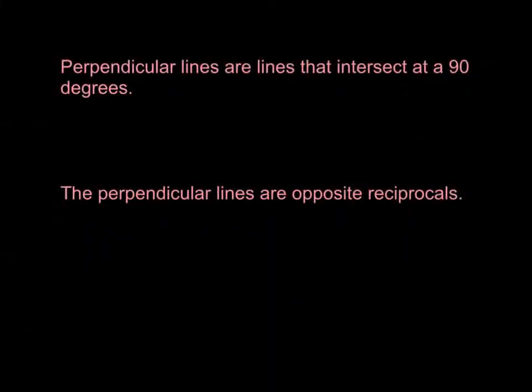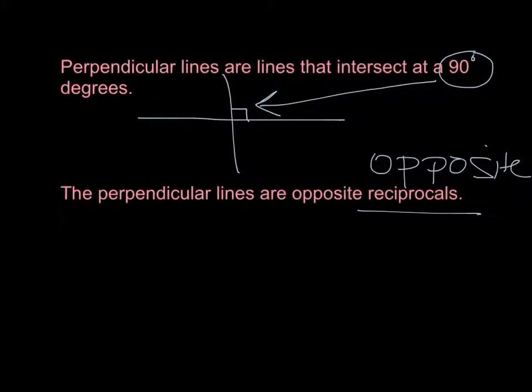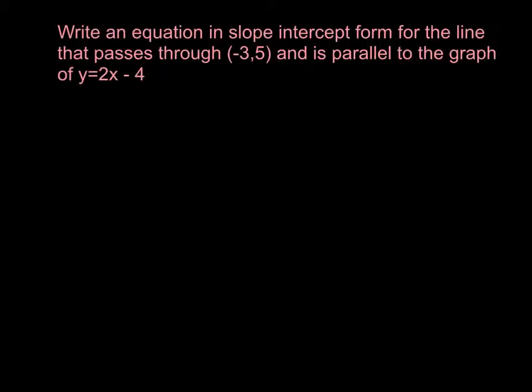Perpendicular lines are lines that intersect at a 90-degree angle. 90 degrees is identified with a little square in the corner. You cannot assume that lines are 90 degrees unless there is that square or it says 90 degrees. Perpendicular lines have slopes that are opposite reciprocals of each other. So one would be horizontal, one would be vertical. Those are opposite of each other. Let's look at an example together.